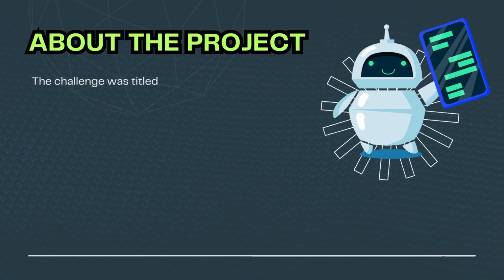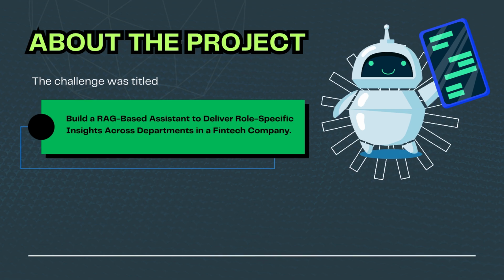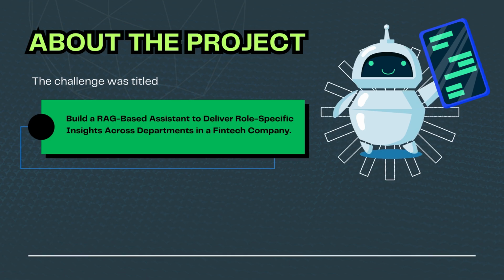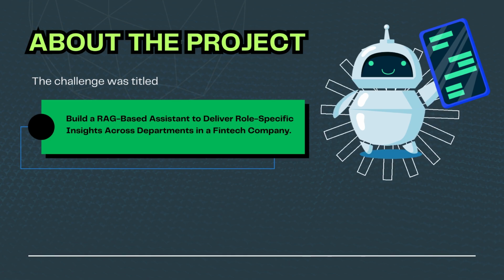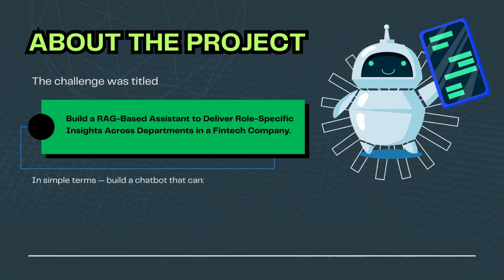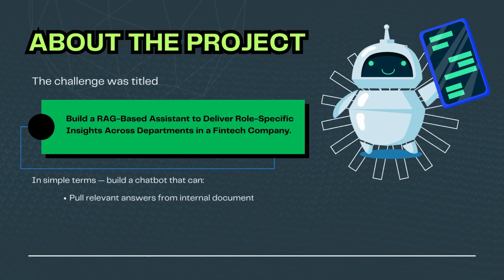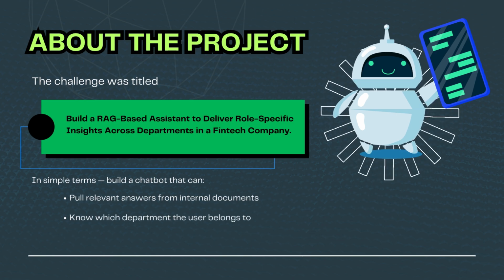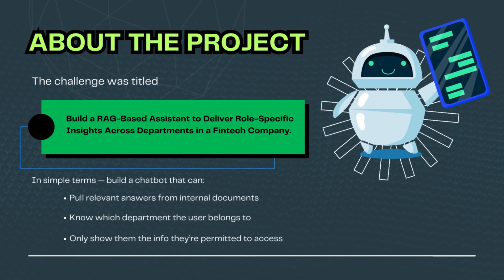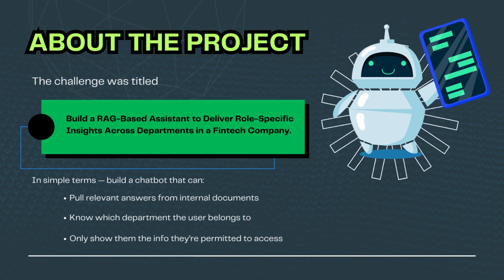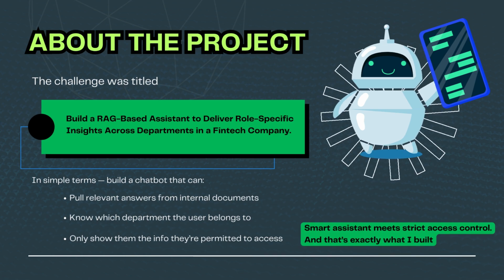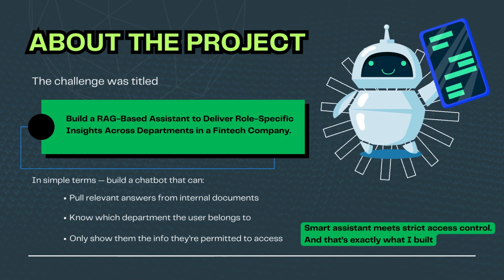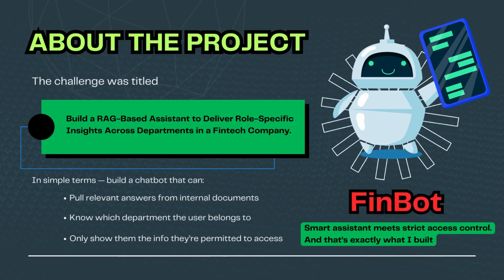The challenge was titled Build a RAG-based assistant to deliver role-specific insights across departments in a fintech company. In simple terms, build a chatbot that can pull relevant answers from internal documents, know which department the user belongs to, and only show them the information they were permitted to access. So basically, Smart Assistant meets strict access control, and that's exactly what I built, and I called it FinBot.